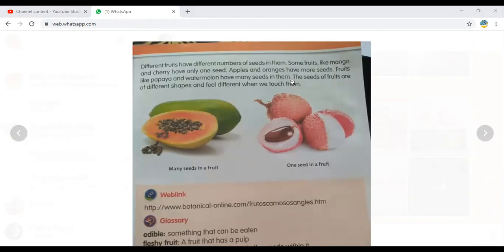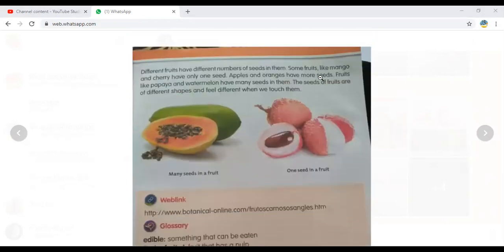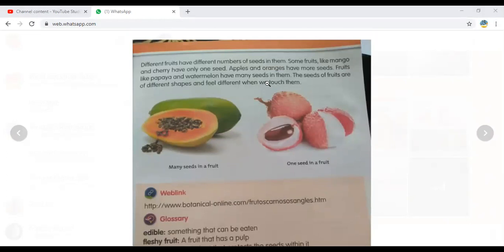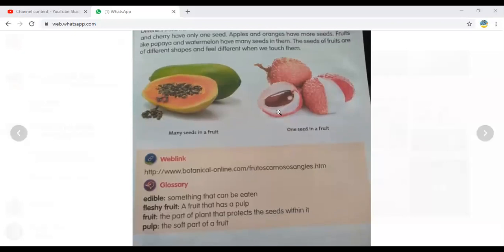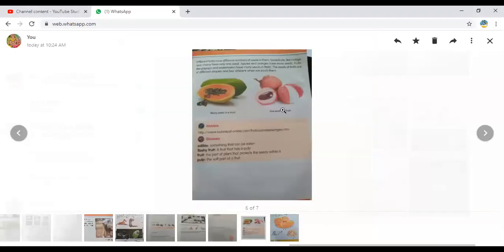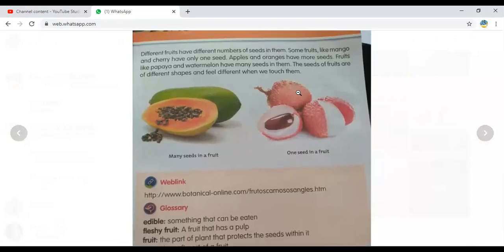Fruits like papaya and watermelon have many seeds. Asali apple and orange lo chana seeds in there unte papaya gaani watermelon gaani these seeds osme untayi. Many, many seeds. The seeds of the fruits are of different shapes. You can observe that many seeds will be there, like papaya and watermelon. And next, the shape of the fruits also, size of the fruits also different.